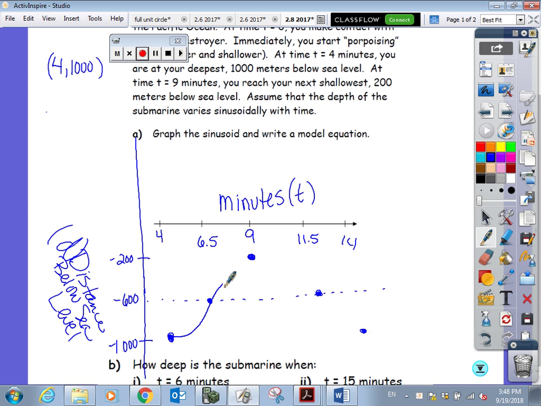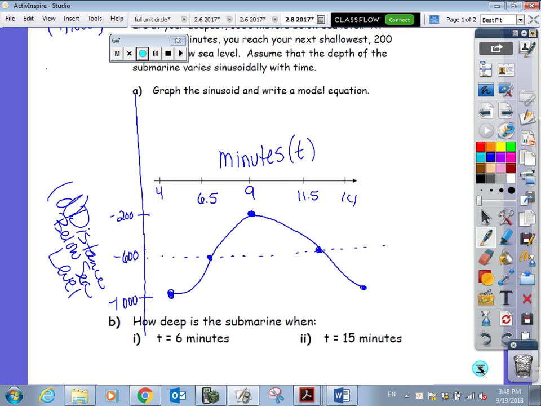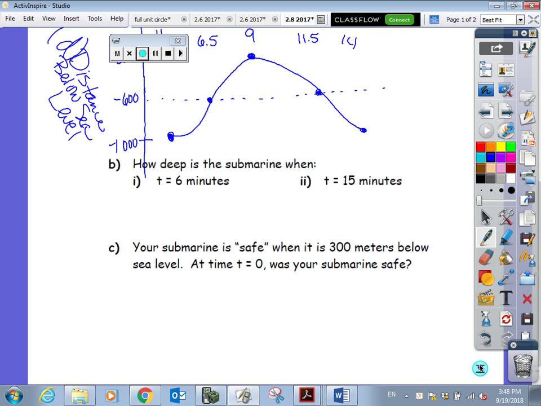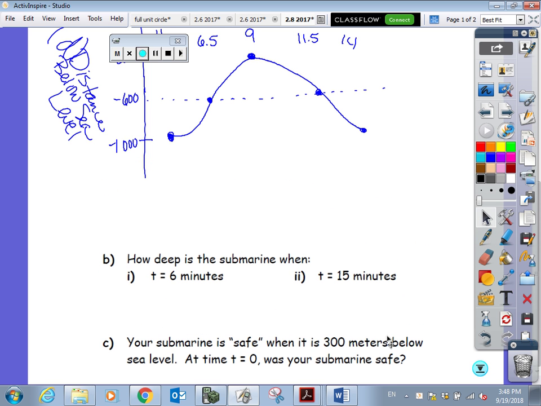When it says graph, we need to actually draw the graph. Be sure that concavity is correct and you don't go below the lowest or above the highest. You have that right little curve as you approach those low values. So there's the graph of our sinusoid with everything labeled correctly. Now we're going to use that graph to write the equation, and then we're going to answer these questions.